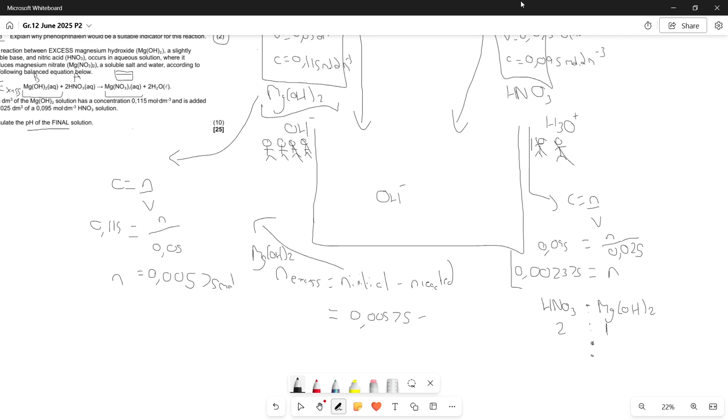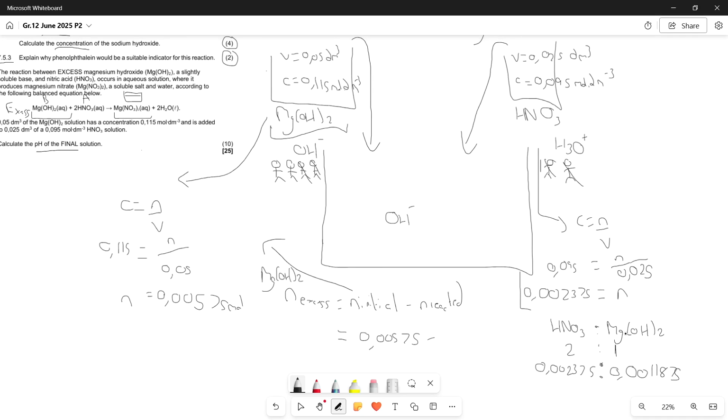so we can then get the amount of moles of the MgOH2 that did react, which means we calculated in isolation the amount of moles of HNO3, which was 0,002375, and then if we divide this by 2, we have 0,0011875. And now we have the amount of MgOH that did react in this beaker, because this was the total amount of HNO3 that did run out, the limiting reagent, and then we did a molar ratio to get the amount of moles of the MgOH that did react.